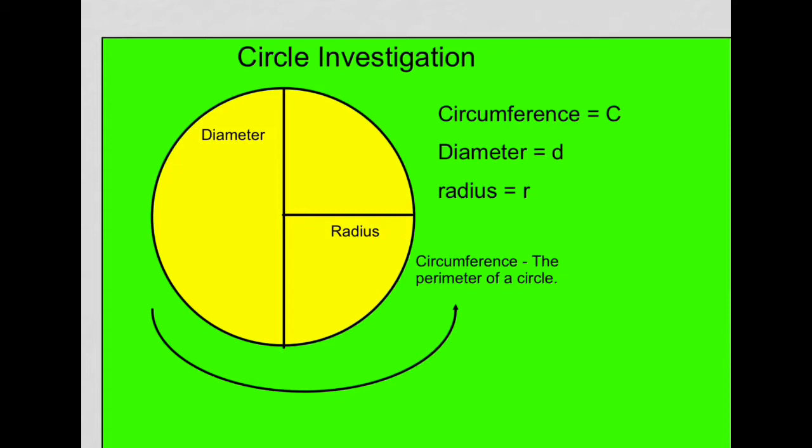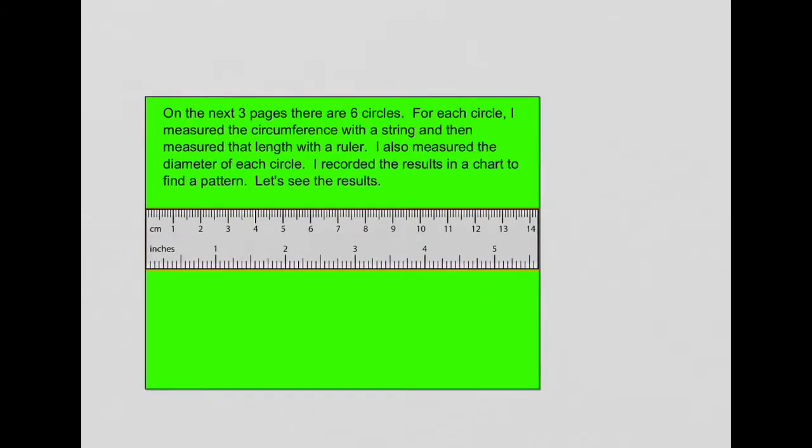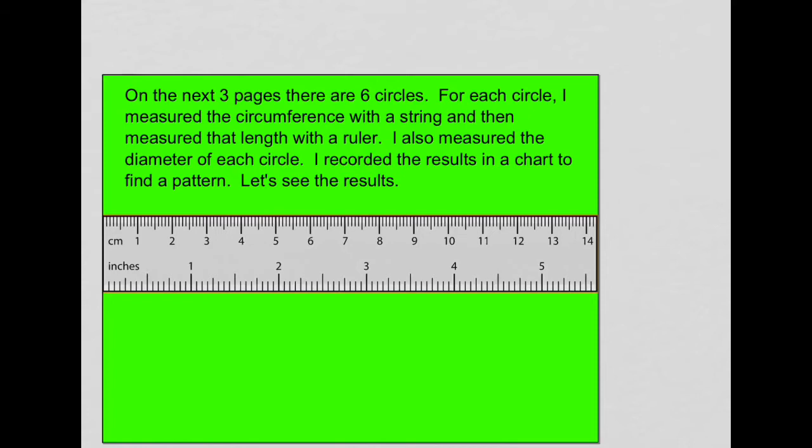Now what we would have done next is we would have done a little circle investigation. Now on the next 3 pages there are 6 circles. For each circle I measured their circumference with string and then measured the length with a ruler. So to measure the circumference or the perimeter of each of those circles, on the following pages, I took a piece of string and put the string around the circle and then measured the length that went around, and that's how I calculated the circumference of each of the circles. I also measured the diameter of each circle, and I recorded the results in a chart to find a pattern.